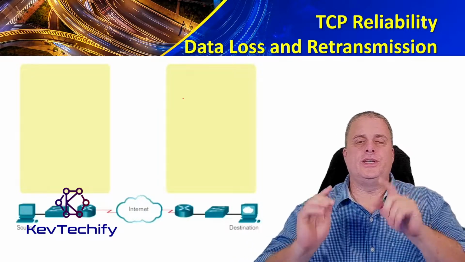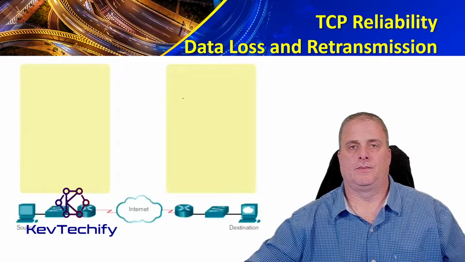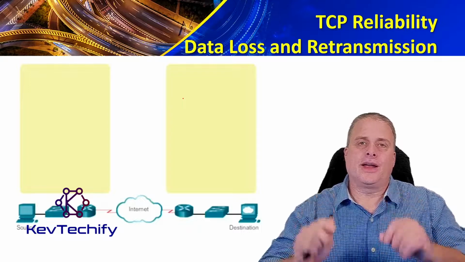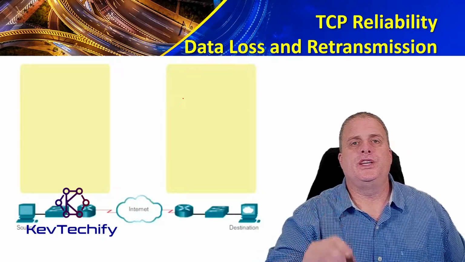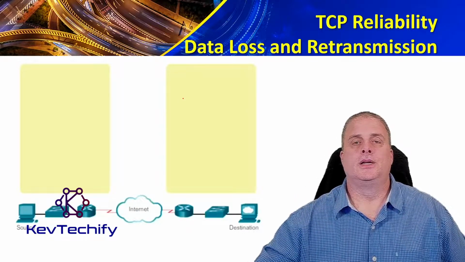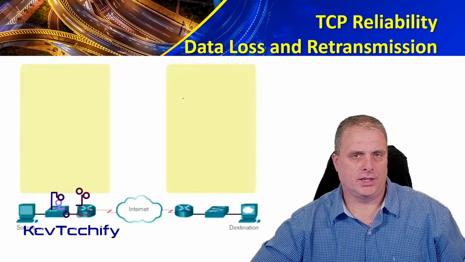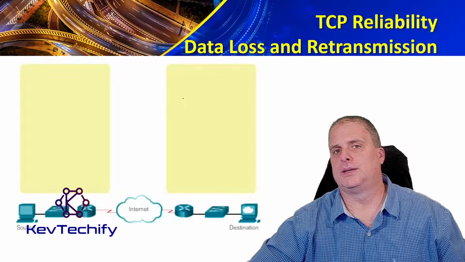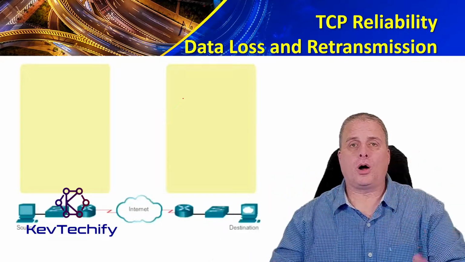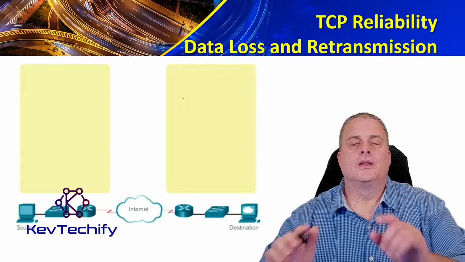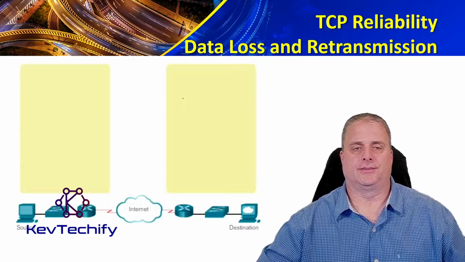But what happens when data is lost in transit? As a reliable protocol, there has to be a mechanism to retransmit lost data so that an entire piece of data, like a file or an image or a video, can be rebuilt from all of the segments. Let's go through this process in action.